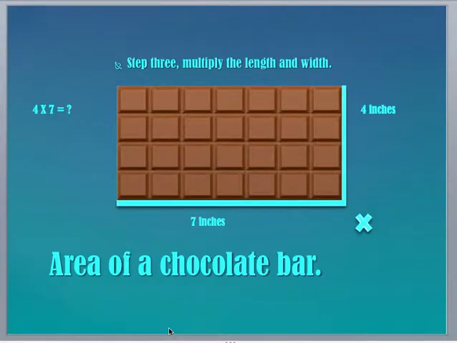Step 3. Multiply the length and width, so it would be 4 times 7.